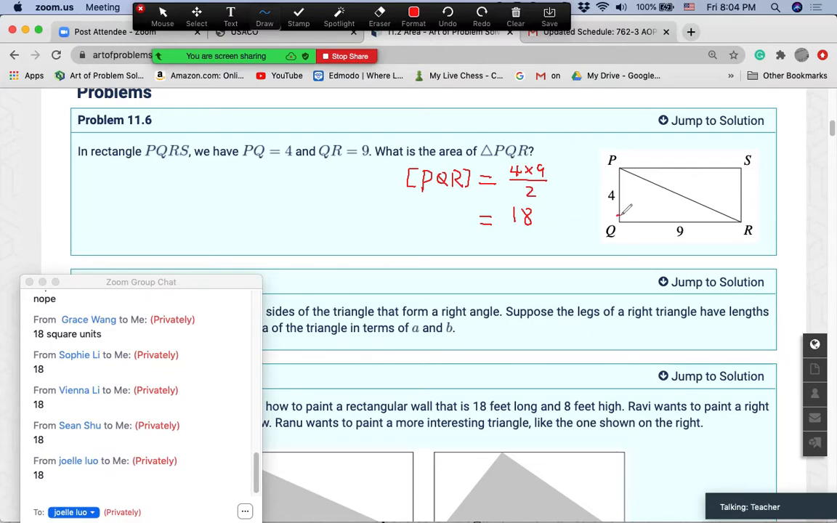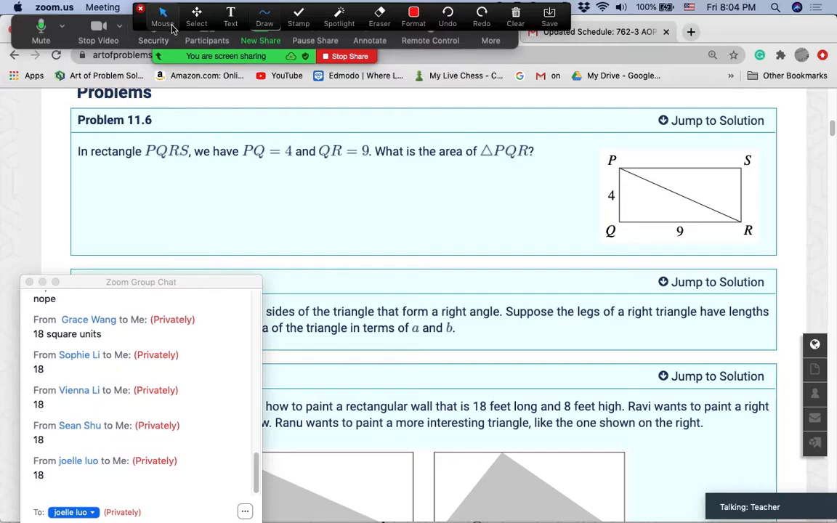So also from here, you need to know that this is a right triangle. That means the angle equals 90 degrees. Then the area of this triangle equals base times height, then divided by 2. So 4 times 9, then divided by 2, you get 18.